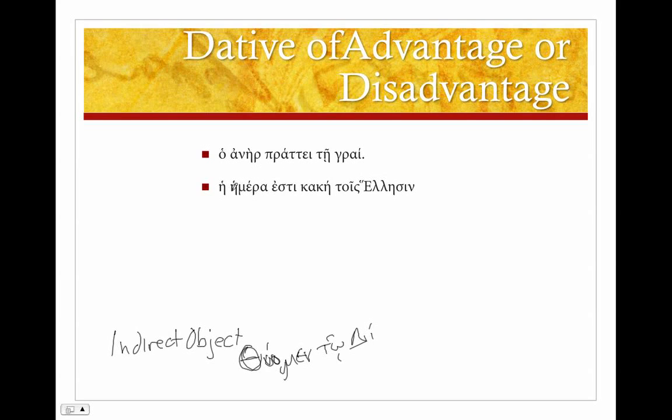Or he hemera kake tois Hellesi: the day is bad for the Greeks. They are, I guess, at a disadvantage because of this day. I don't know if this day had a storm or whatever it was, but the day is bad for the Greeks.